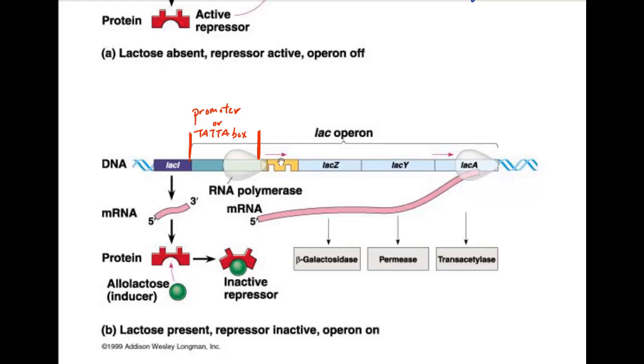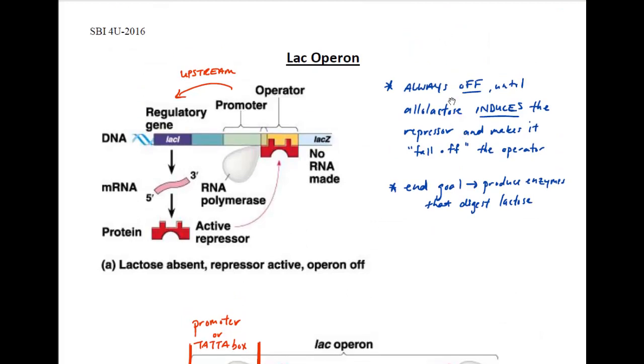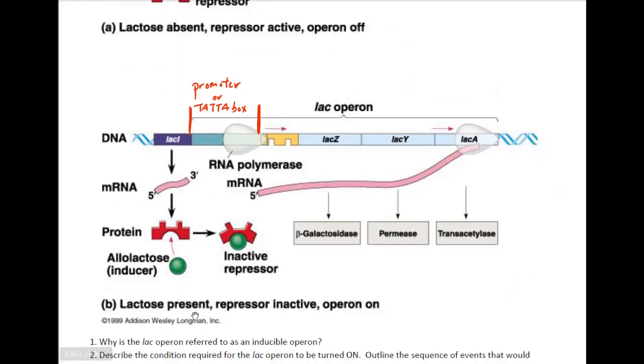And it will do that. And that will shut down the Lac Operon again. So you're always off. You're only turning on when you want to actually digest or make these end products, when you want to digest lactose. So when lactose is absent, the repressor is active and the operon is turned off. When lactose is present, the repressor is inactive. Okay, because I have induced it, this is called allolactose, the inducer, and that means the operon is turned on.